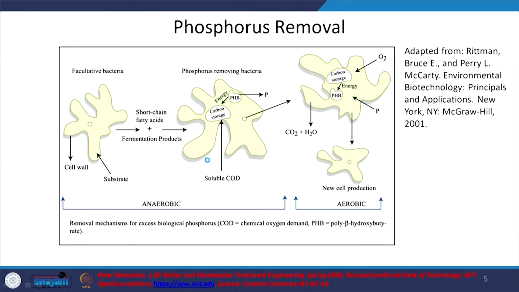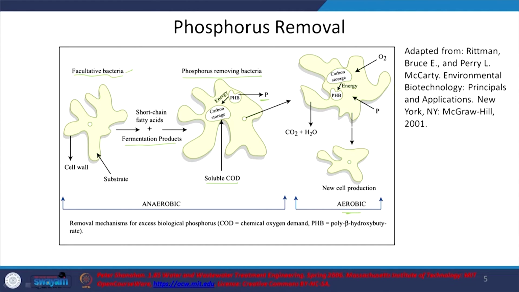So, again, MIT OpenCourseWare, we look at an adaptation of the previous figure. So, what do we have here? These are the facultative bacteria that can thrive in both aerobic and anaerobic conditions, and during anaerobic conditions you have the fermentation products. Why is it that we want this? Because these fermentation products are liked by the phosphorus accumulating organisms. This soluble COD will go into formation of the PHBs, and the energy required will come from the polyphosphate being degraded and releasing phosphorus. And then in the aerobic conditions, obviously what is happening?